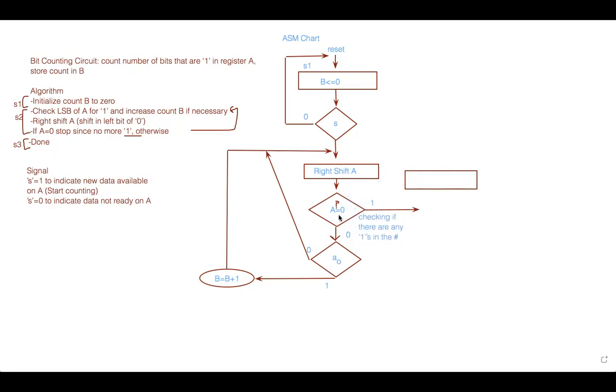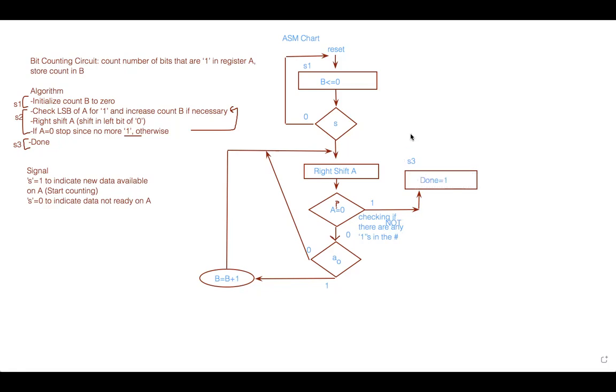So within this, A question mark is 0, that's what it's doing. And so if there are not any ones in the number, that means we have finished and we can go up here, and within this state 3, that means we are done. There is nothing left to count. And so this is where done equals 1.